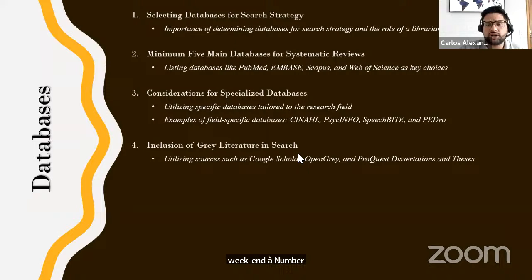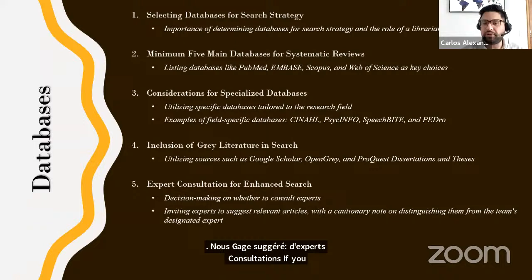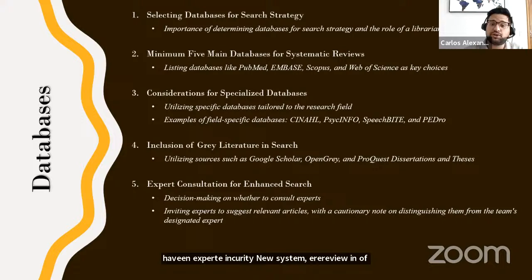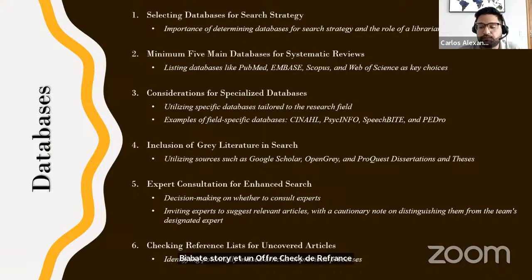Then there is expert consultation. If you have an expert included in your systematic review, this should be planned beforehand, including whether they will be able to indicate studies to be included. And of course, checking the reference list for uncovered articles is very important. Sometimes, even when well designed, we can miss studies. So it's very important that we check the reference list and all the papers to see if they could be included in our systematic review, or if we're going to continue only with the ones we included before.